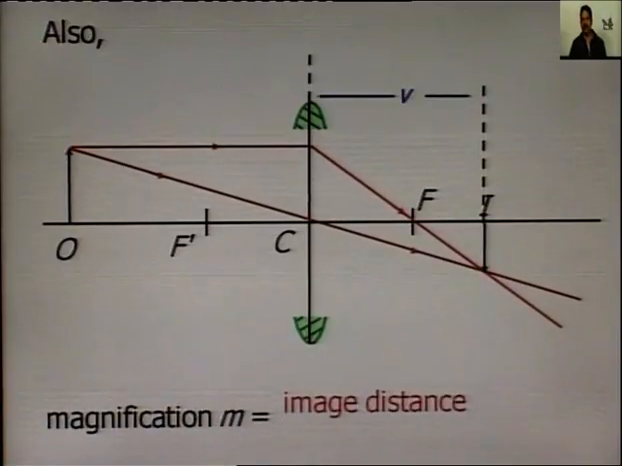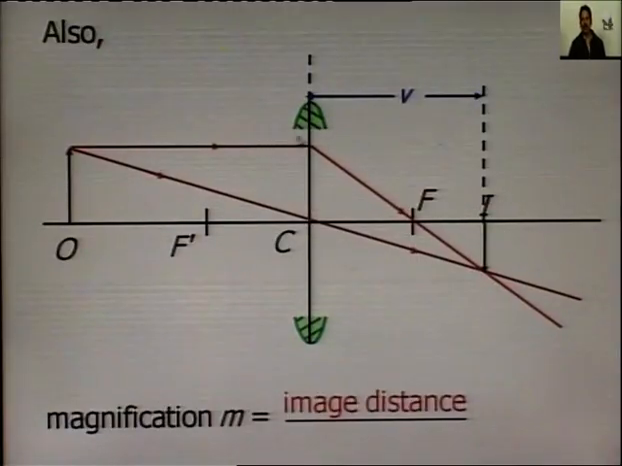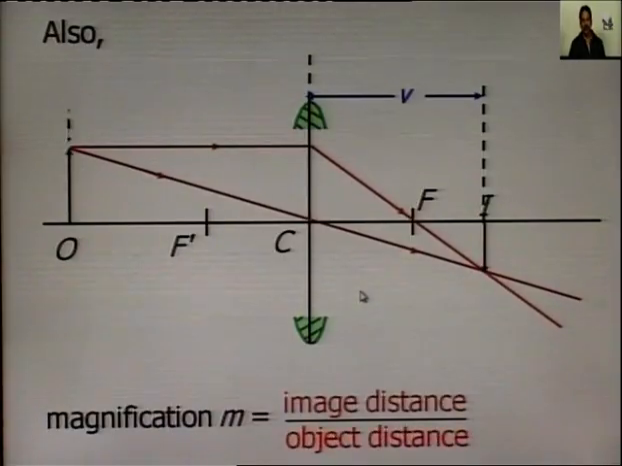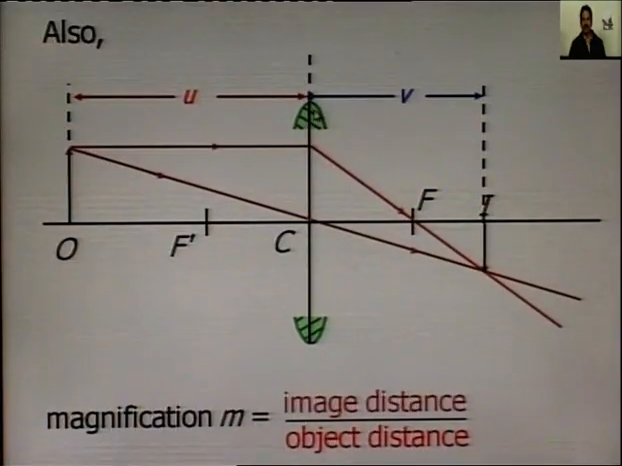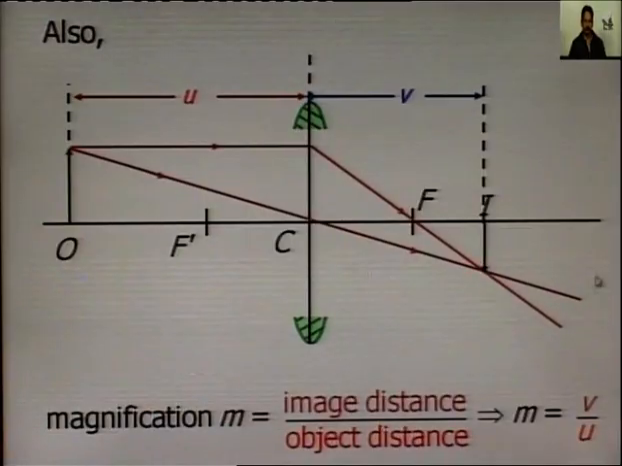Another way to define the magnifying power is that it is the ratio of the distance of the image from the optical center to the distance of the object from the optical center. The distance of the image from the optical center is denoted by V, and the distance of the object from the optical center is denoted by U. So, the magnification is V divided by U. This gives you the magnification of the convex lens.